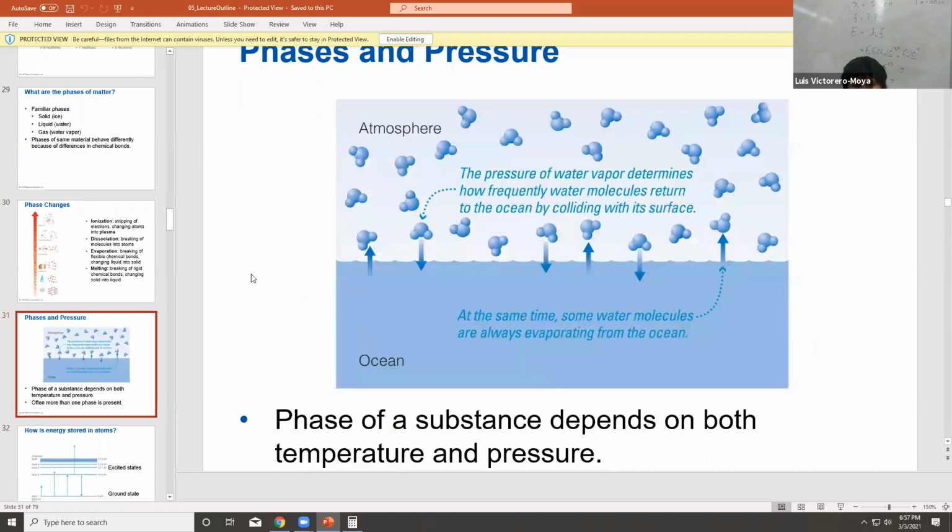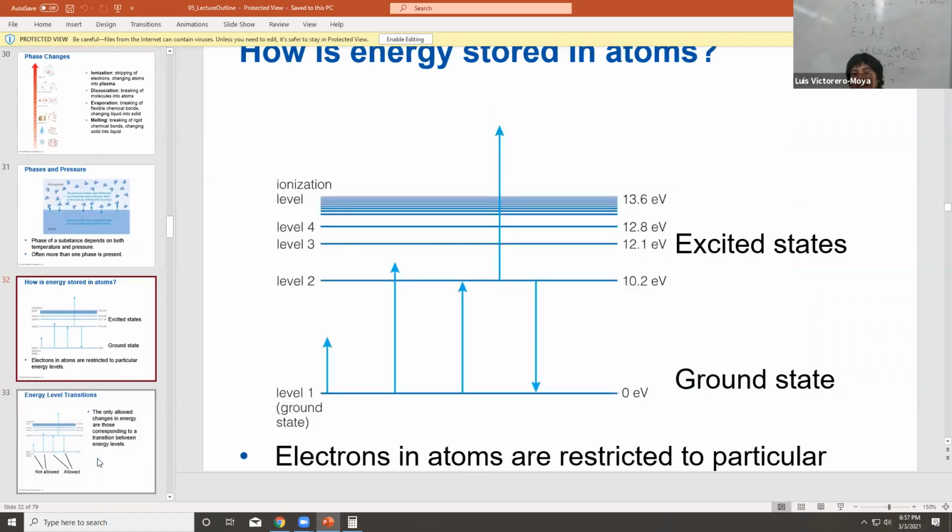Now, of course, pressure also plays a very important role. The pressure of the air, of the ocean, humidity. Okay. But now, how is energy stored in atoms? Who has seen this before? Energy levels, excited state, ground state.